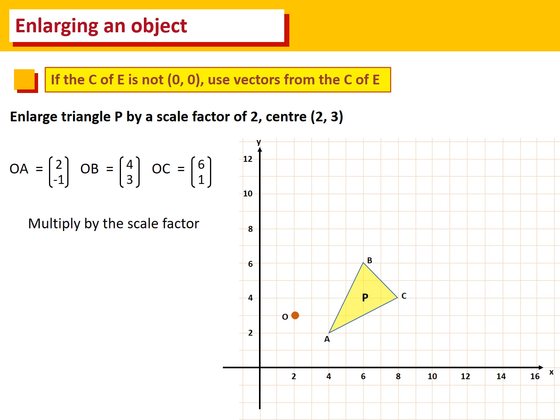Now, multiply these vectors by the scale factor. So to get from O to A dash, we take the original vector O to A and multiply it by 2, and that gives us 4, negative 2. So now, measuring from the centre of enlargement, 4 to the right and 2 down will give us the point A dash.